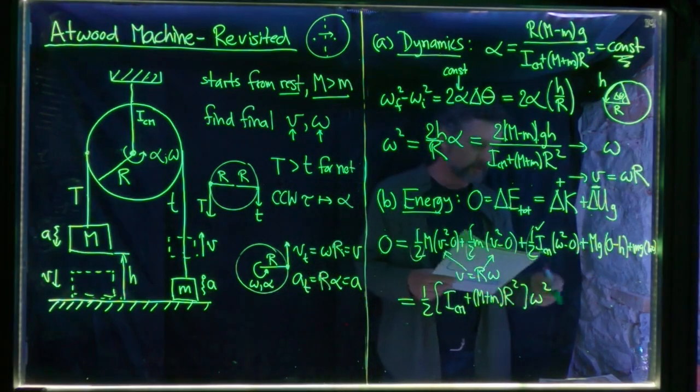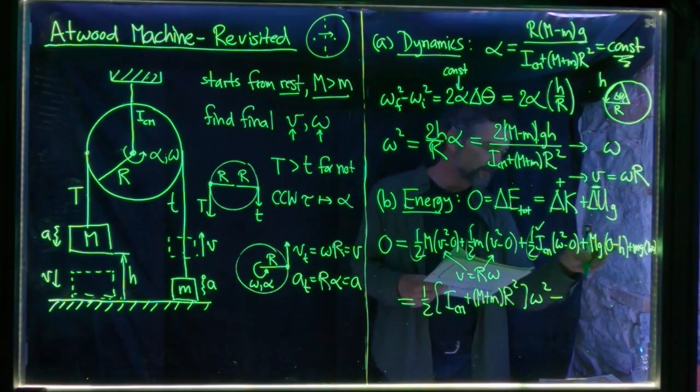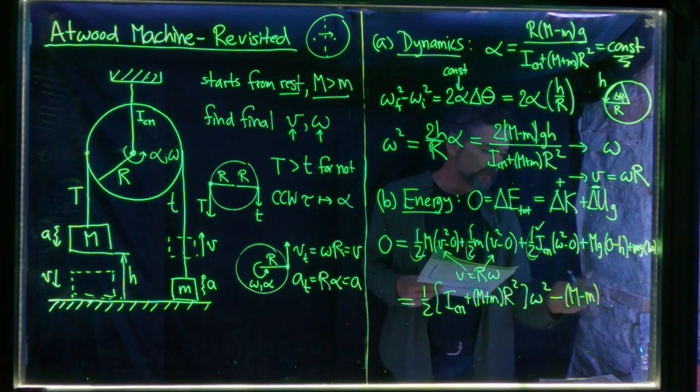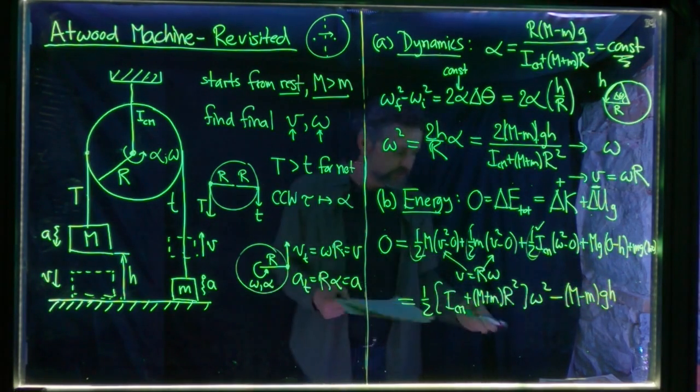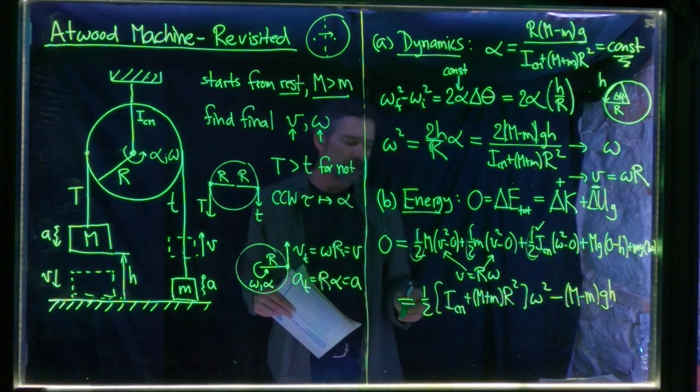And then we add to that the change in the gravitational field energy, and there's going to be a negative sign. What's common is g times h. There'll be a negative big M, and then a positive little m times gh. And so we get that. And then we can just solve for omega squared. And so we get omega squared.